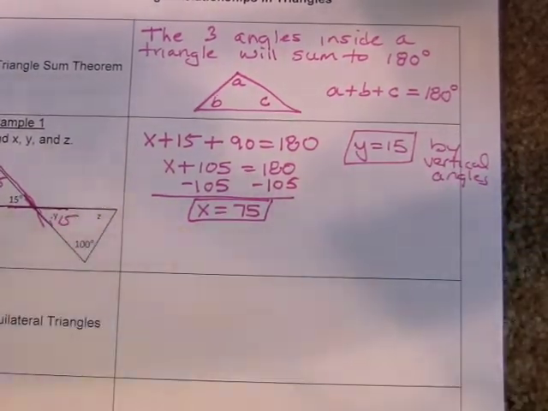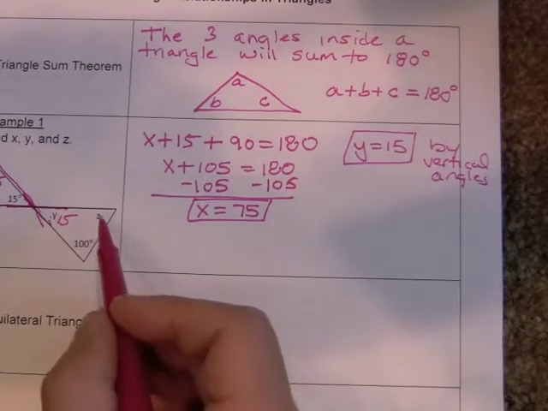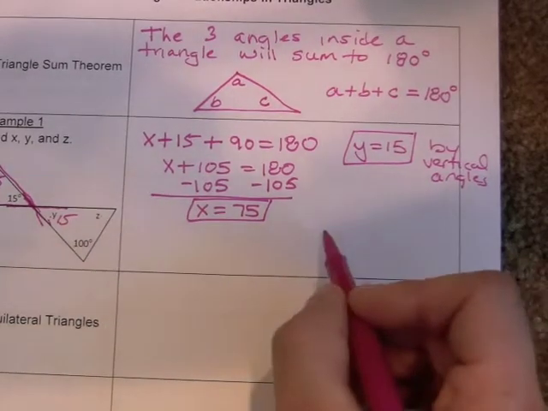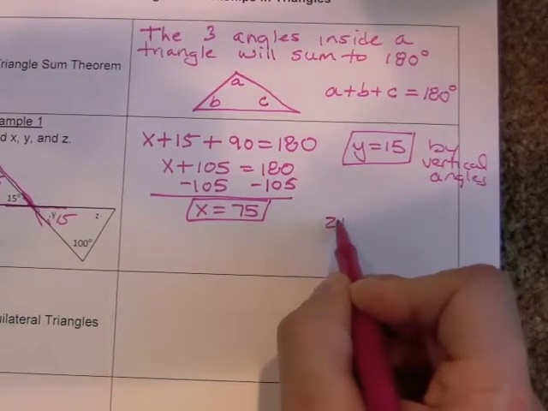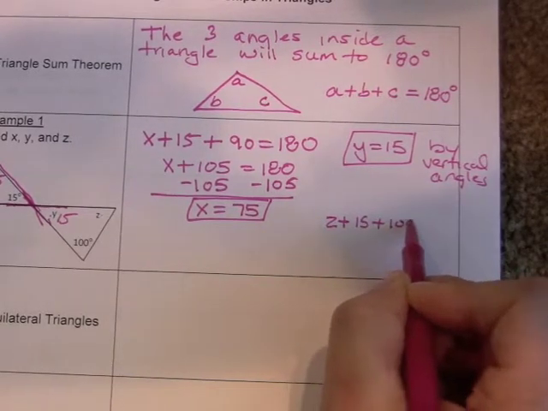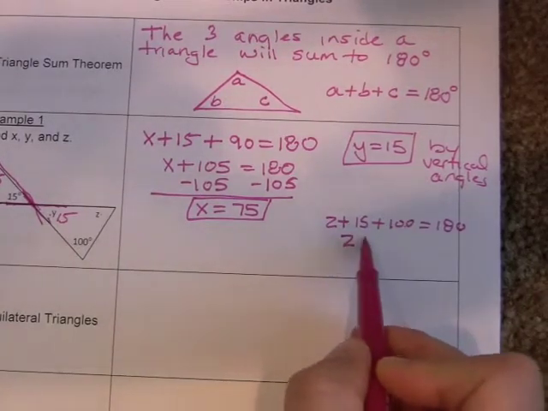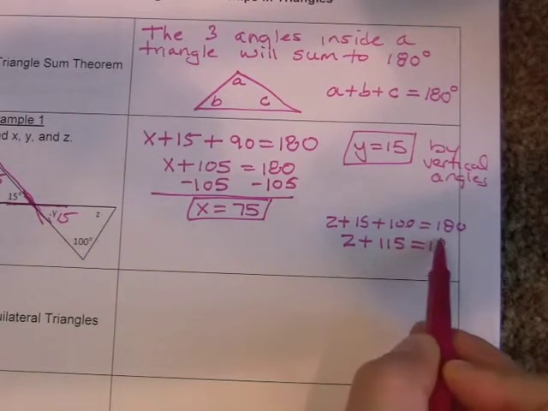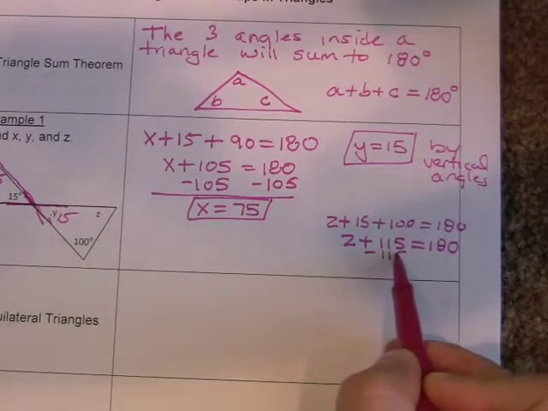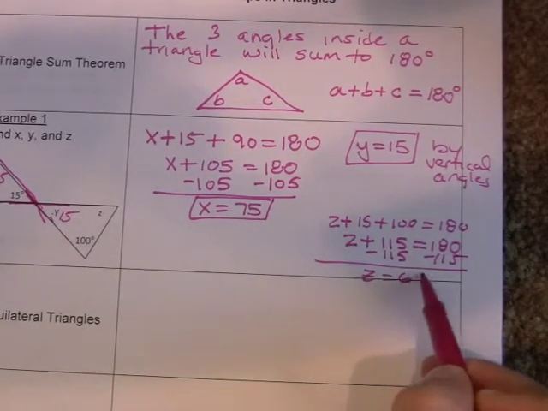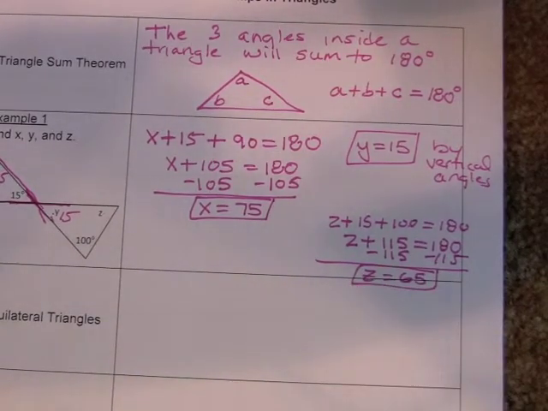So this is 15. And then I can find z by doing the same method again, adding them all up to 180. So I can add z plus 15 plus 100 equals 180. So 100 plus 15 is 115. And then I subtract 115, which gives me 65. And that's how we find the missing angles in a triangle using the triangle sum theorem.